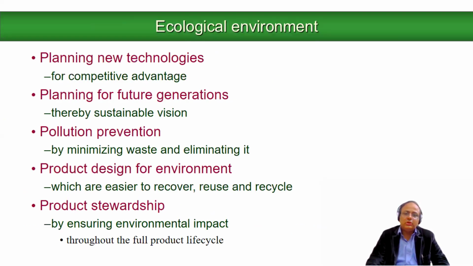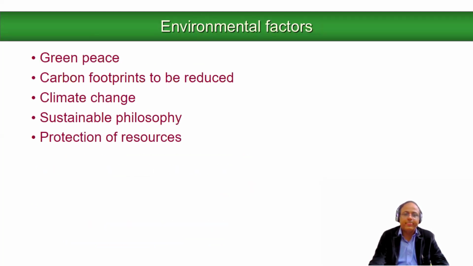Moving further on to the ecological environment, that covers the 5 P's of marketing. So if you talk about the ecological environment, you need to plan for new technologies, you need to plan for future generations, thereby having a sustainable vision. You need to ensure pollution gets prevented by minimizing waste and eliminating it. You have to focus on product design for environment, which are easier to recover, reuse, and recycle. And you have to have product stewardship by ensuring environmental impact throughout the product life cycle.